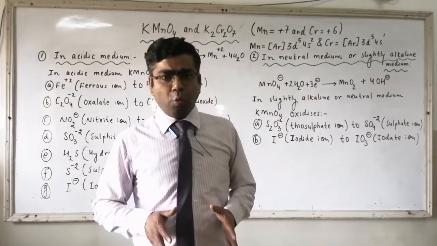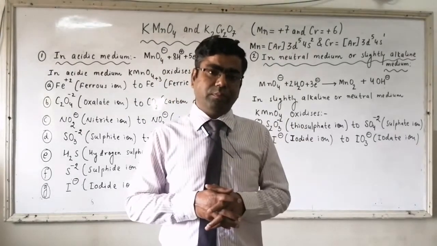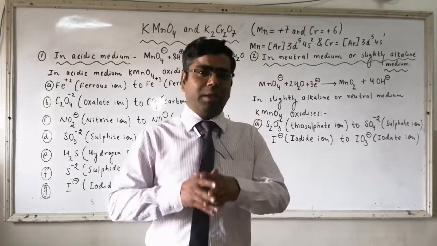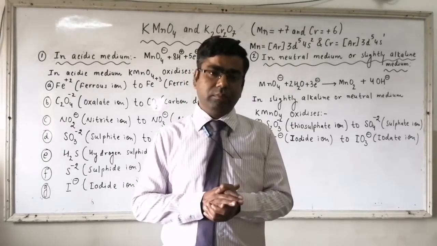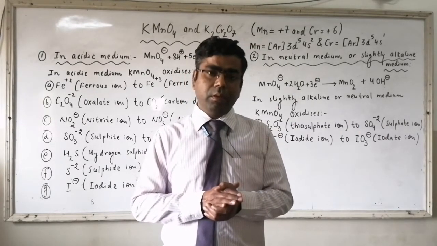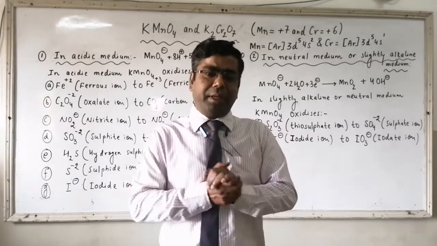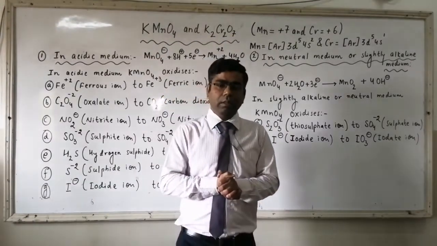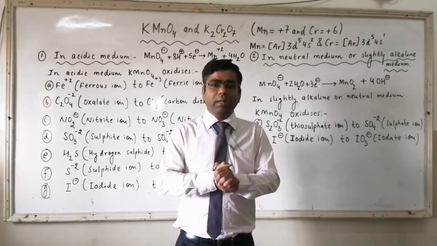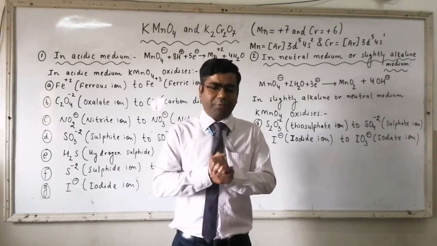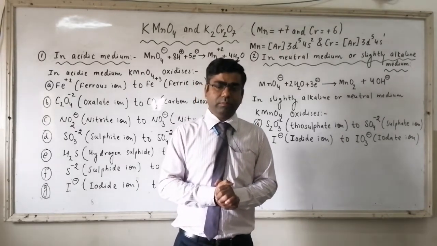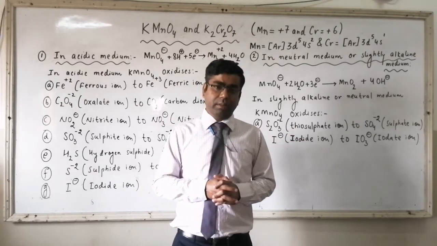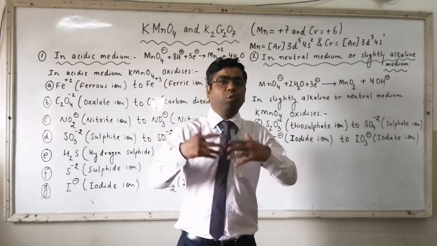It means all the 7 electrons from manganese are transferred towards the oxygen atom. So there are no more electrons left with the manganese. So what will happen? Manganese will have a strong electron attracting tendency, because there are no more electrons left with the manganese. So now manganese cannot lose electrons.